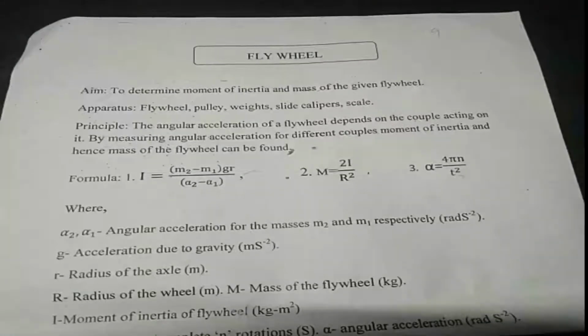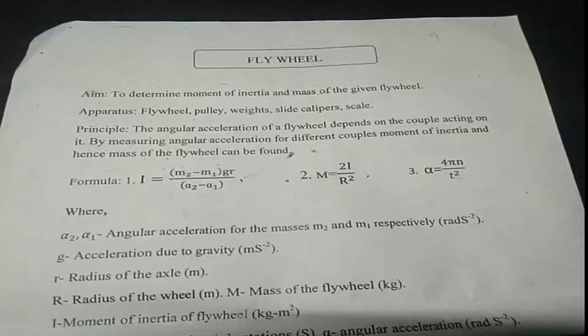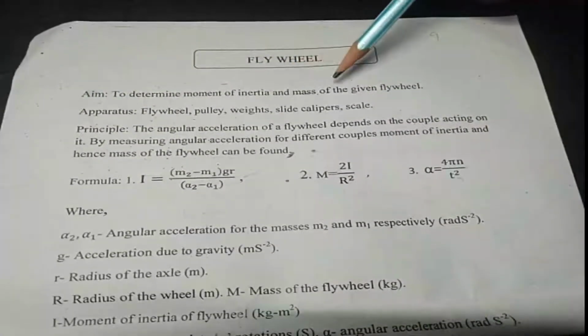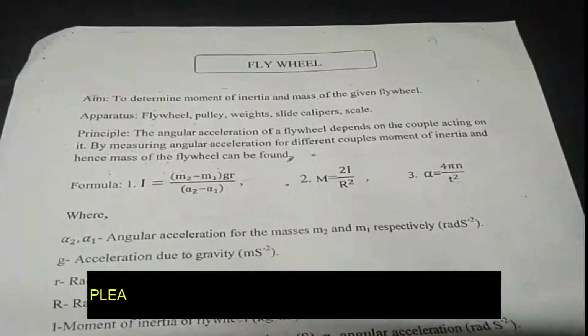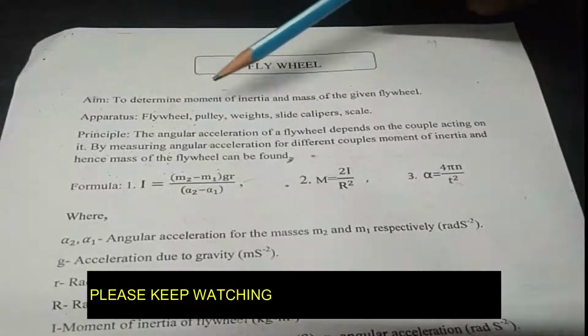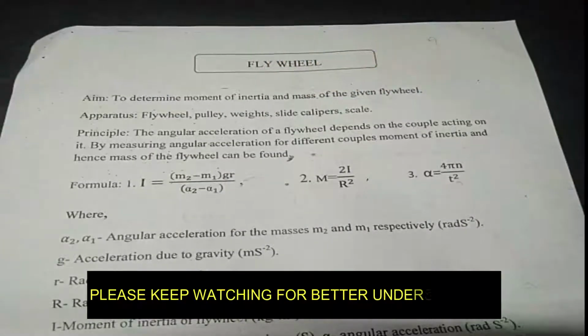Hello students, in this video I am demonstrating an experiment called flywheel. This flywheel experiment belongs to BSc first semester. The aim of this experiment is to determine the moment of inertia and mass of the given flywheel. We need the apparatus for this experiment: flywheel, pulley, weights, slide calipers and a meter scale.